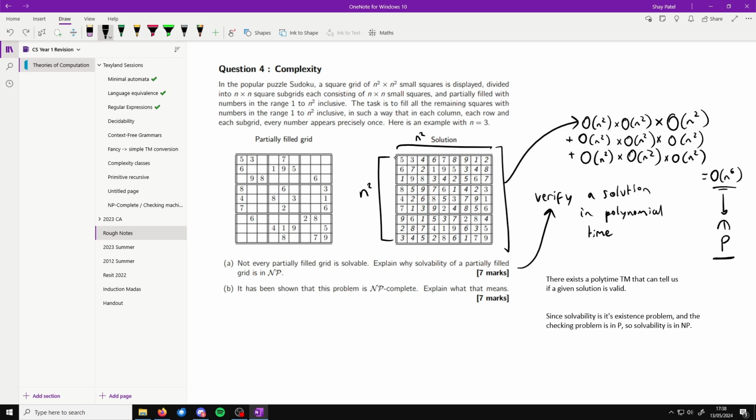Yeah, so that's n cubed, and then that's 3. 3 squared is 9, which is all the subgrids, which is then n cubed squared, which is n to the power 6. That's how I would do it. Okay. Yeah. I mean, regardless, it's still in polytime.